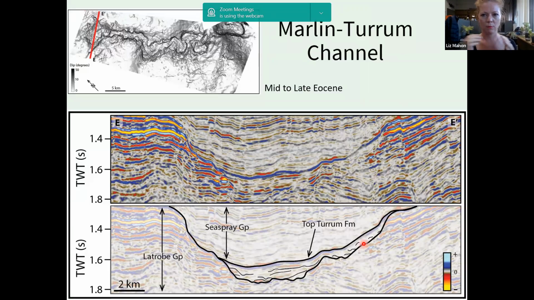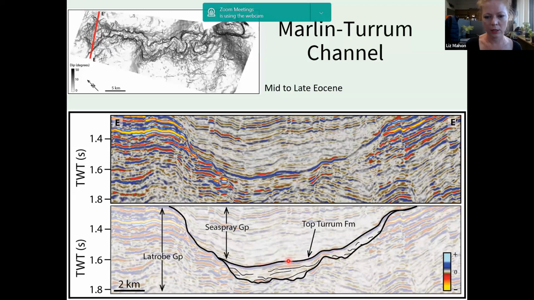So now we're going to move to the Marlin channel. This is the youngest of the three, and this is mid to late Eocene in age. This is a seismic line through the head of the Marlin channel, and we see this really nice, broad, erosive character. But one of the key features of the Marlin channel, which is kind of curious, is this significantly underfilled character. The Marlin channel is filled only maybe a quarter of the depth of incision.